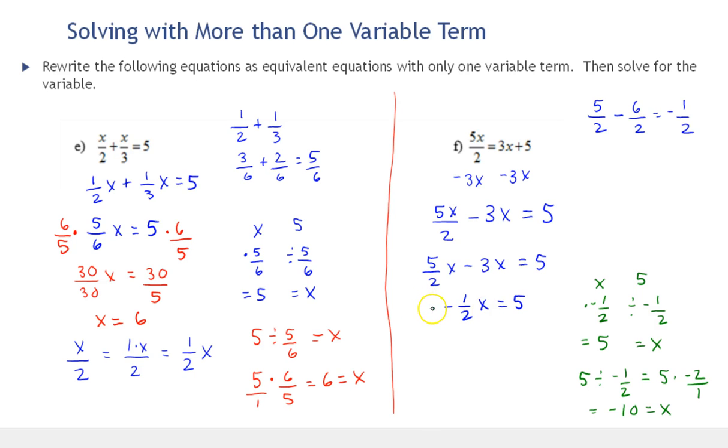So let's multiply. We can even write it as negative 2 over 1, and we'll do that to both sides of the equation to keep it balanced. Now here, notice the negatives cancel, or we could write this as negative 2 over negative 2 x equals 5 times negative 2 is negative 10. So notice the signed reciprocal worked. Negative 2 divided by negative 2 is 1, and we get x equals negative 10.